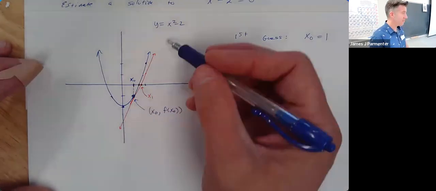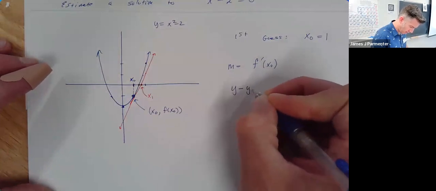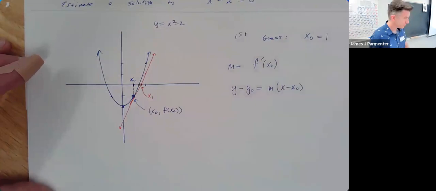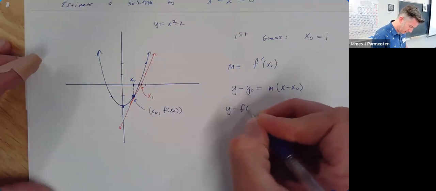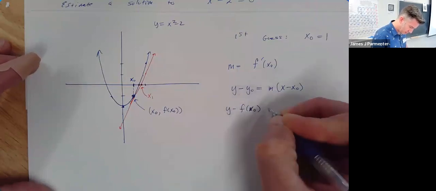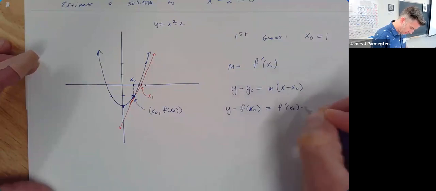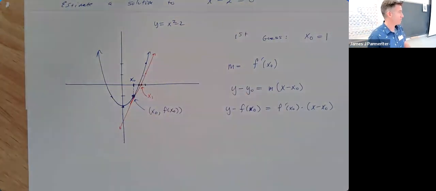Okay, I know how to find the equation of a line. It's y minus the y coordinate equal to the slope times x minus the x coordinate. Or in this case, y minus f of x naught equal to f prime of x naught times x minus x naught. That's the equation of this red line. And I could solve for y, I guess, if I really wanted to. I don't really want to, though.